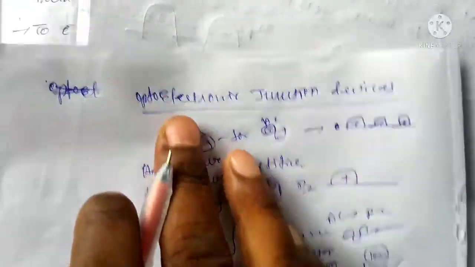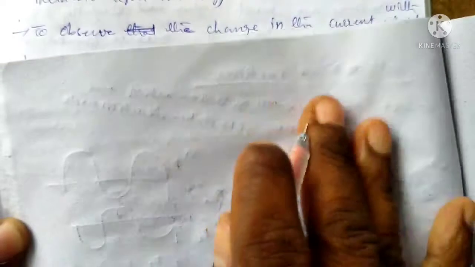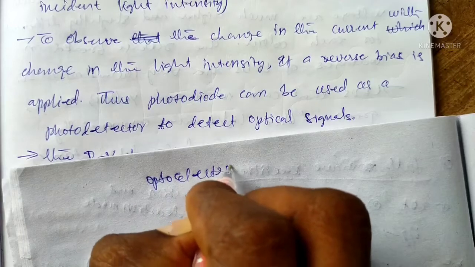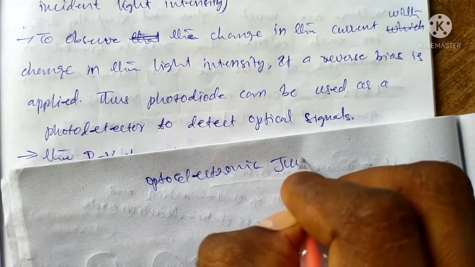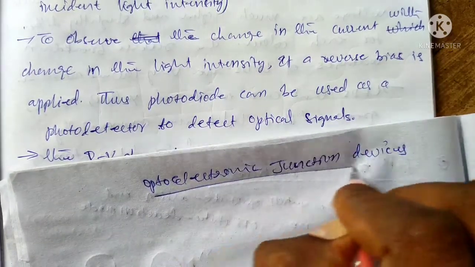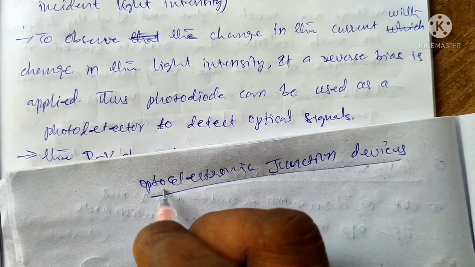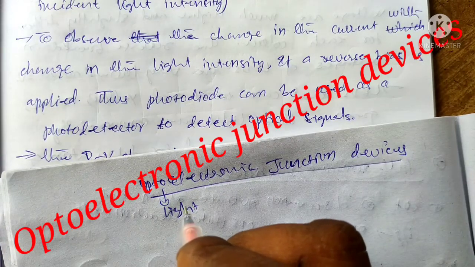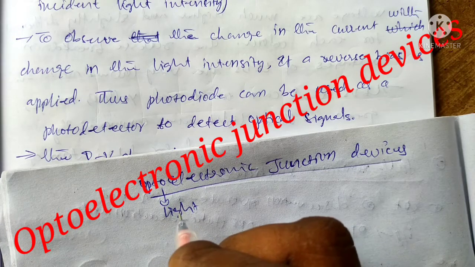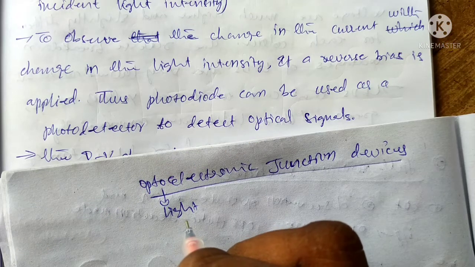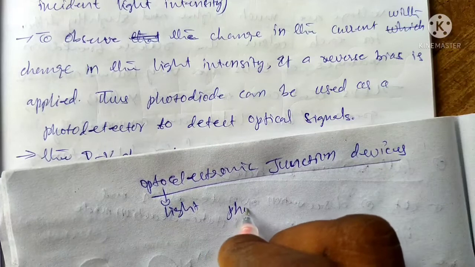Okay, now we discuss optoelectronic junction devices. The topic is optoelectronics. Opto means light energy. We use light energy in semiconductor diodes, which emit or generate charge carriers using photons. Photon means light.